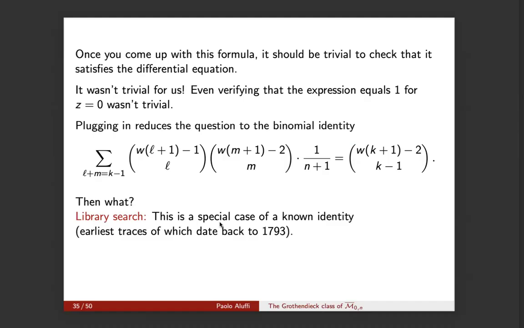I'm quite sure that if you now feed this into ChatGPT 5.2 Pro, it will just do it for you. So the situation has changed a bit. Not too long ago, the only way I knew how to do this was to go to a library, put myself in front of the shelf with combinatorics books, and open them until I found the formula, which fortunately I did.